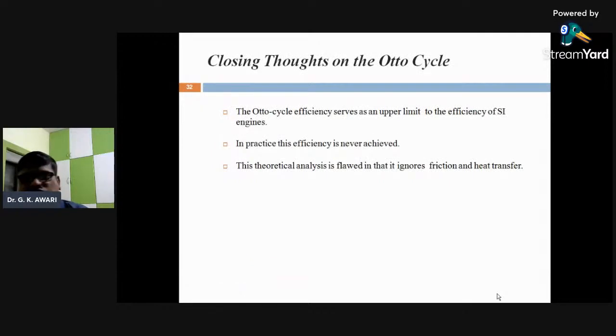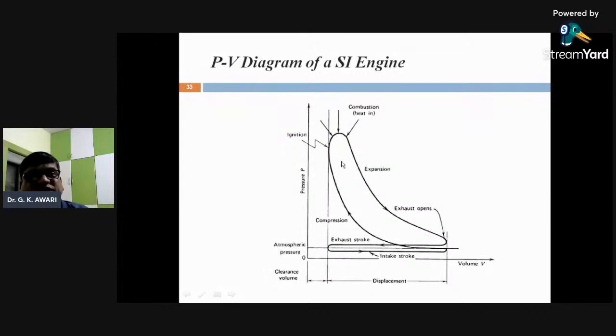Okay. So the closing thoughts: the Otto cycle efficiency serves as an upper limit to the efficiency of an actual engine, and it is never achieved. This theoretical analysis is flawed in that it ignores friction and heat transfer. So these are the closing thoughts of the Otto cycle.